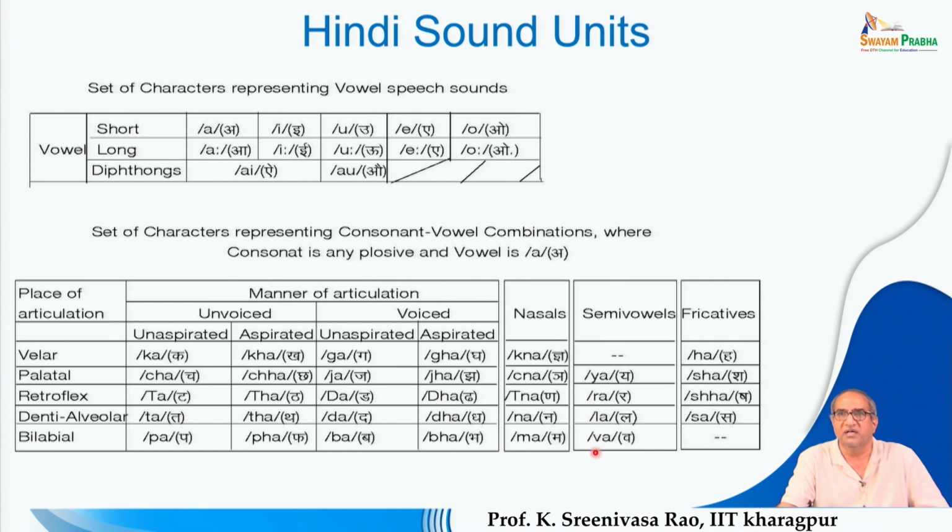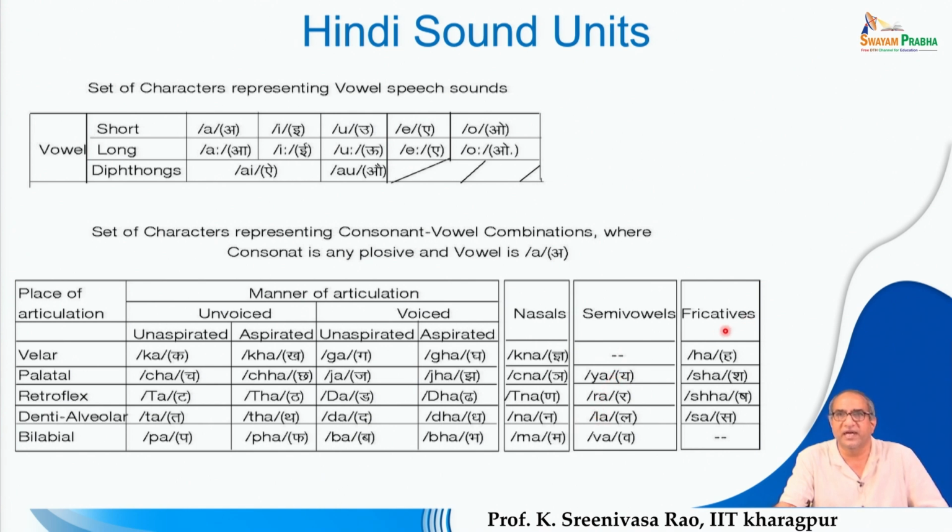And similarly, you can see the semivowels are also very much structured, like ya, ra, la, va. Ya is not at the velum, it is after the velum, at the palatal position, where the tongue is almost about to close. Ra, la, va, here the tongue touches the positions and there is still a gap. That kind of articulatory position provides you the semivowels.